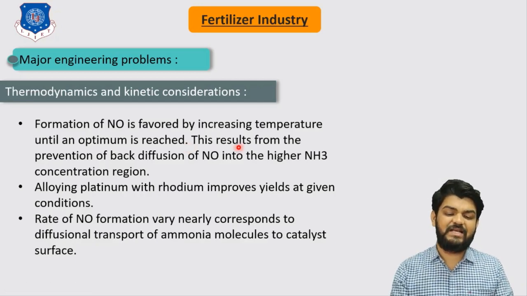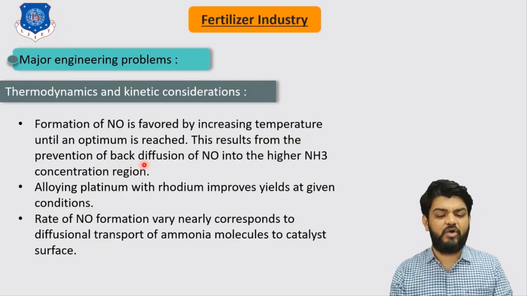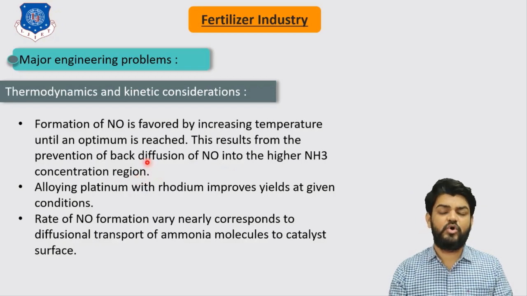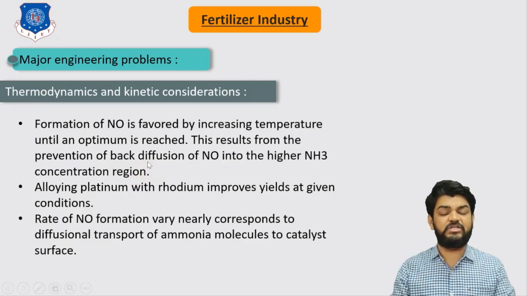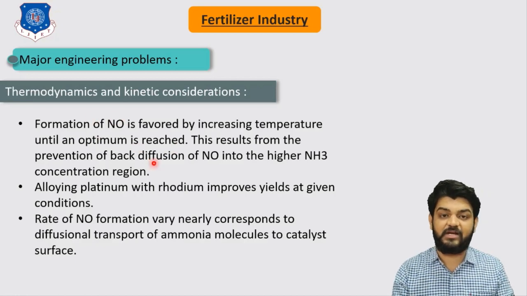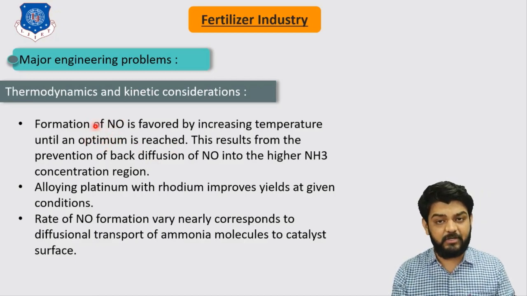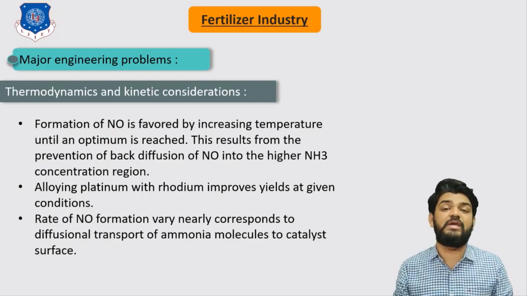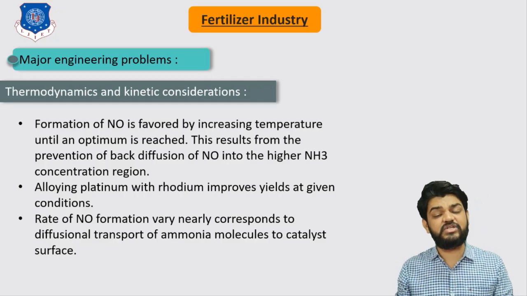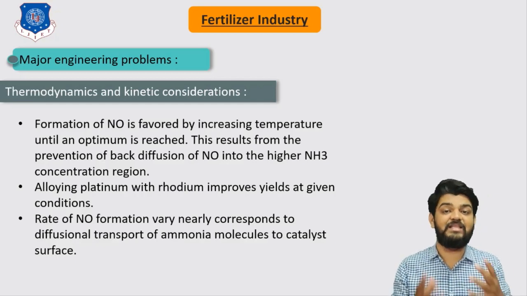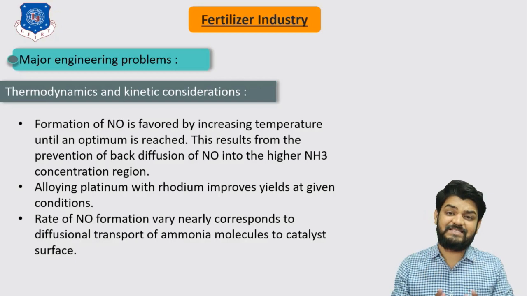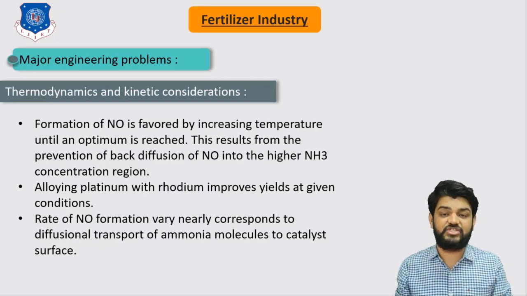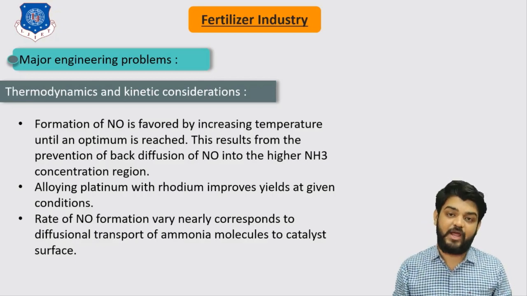This basically results from the back diffusion of NO into the higher ammonia concentration region. So if you increase the temperature above this optimum temperature, your product, NO, will decompose back to ammonia. The reverse reaction will take place after a certain temperature in the reactor. So it is very necessary to maintain this optimum temperature in the first stage, the first reaction of the oxidation of your ammonia.